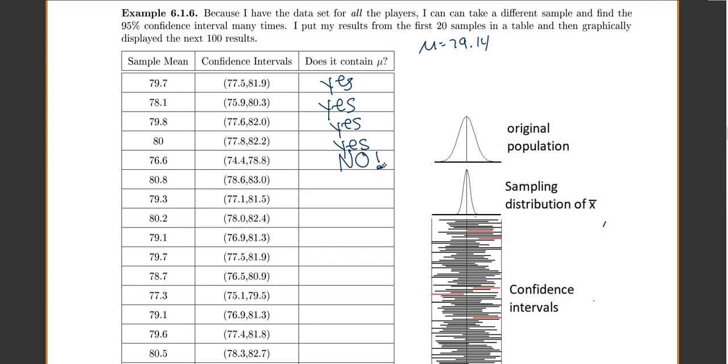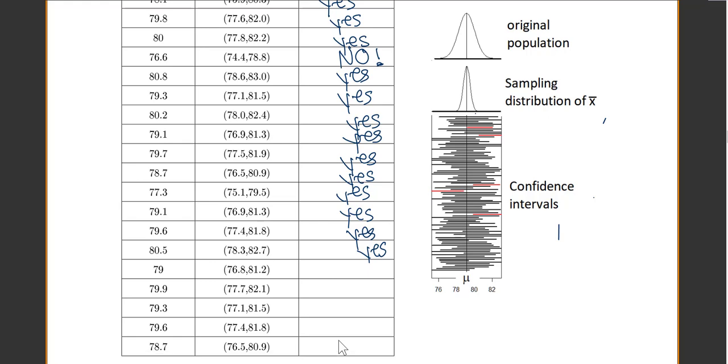Okay, then let's see. Yes, yes, yes, yes, yes, yes. So again, I'm going through each interval and seeing if it contains my population mean mu of 79.14. Yes, yes, yes, yes. And it looks like all the rest are yes.